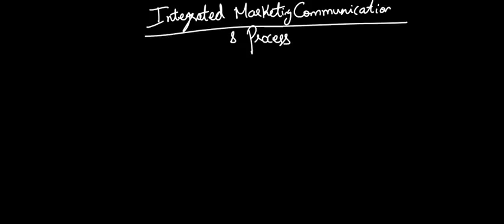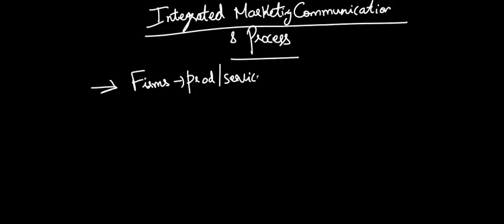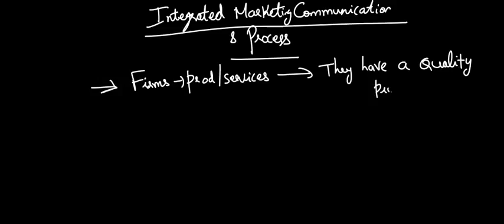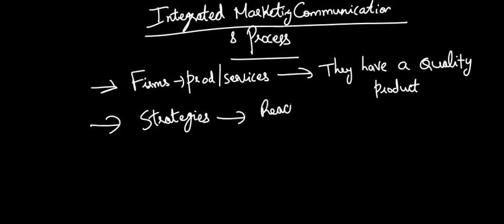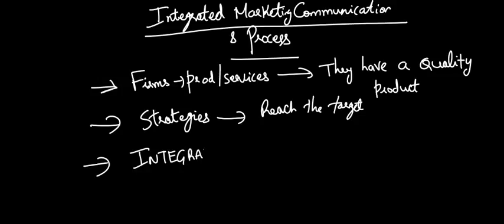What do you mean by an integrated marketing communication? Whenever the firms have certain products or services, they need to communicate to the people or the market that they have a quality product. So for that they follow different types of strategies, which will help them to reach the target audience. This strategy is known as integrated marketing communication.